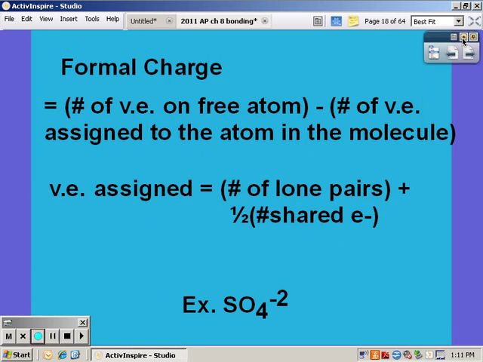Formal charge is the number of valence electrons on the free atom minus the number of valence electrons assigned to the atom in the molecule. To calculate the valence electrons assigned, it's the number of lone pairs on that element plus half the number of the shared electrons. So if we were to calculate the formal charge on sulfate, first we would need to draw a Lewis structure of sulfate.